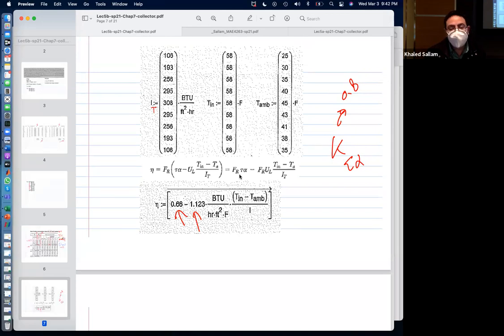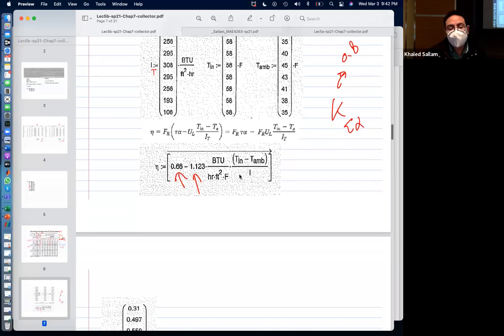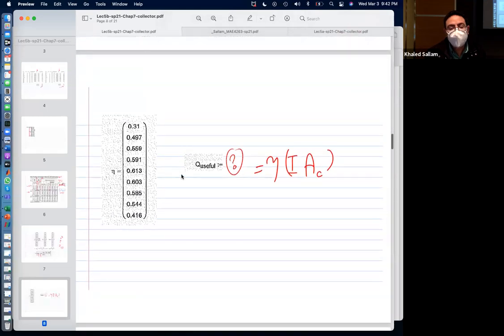Excellent. The incident angle modifier. Yes. And so Q useful would be that efficiency times I times AC. So now this area, area collector, is it the box area or the aperture? What's the aperture? See, the box has a frame, and the glass part, the window part, is smaller than the box, obviously, because the glass needs to be contained in the frame.